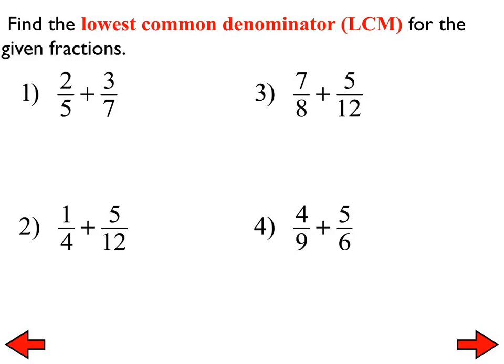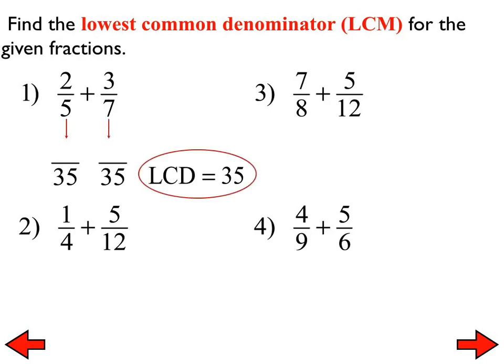So let's take a look at number 1. I'm not asking anybody to solve. All I'm asking for is what the lowest common denominator is. What is it? It's 35. So if we were finding the answer to that, we would convert both fractions to 35ths, like that. So the common denominator is 35.